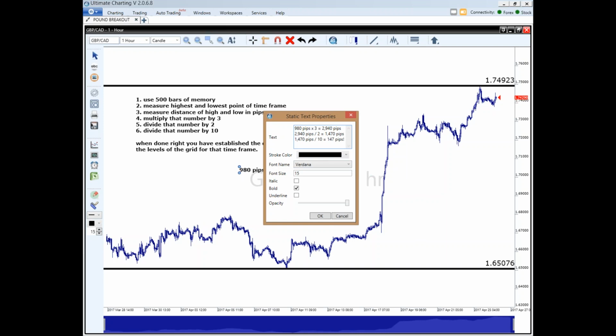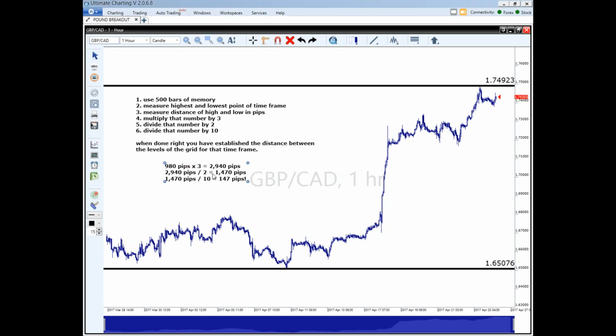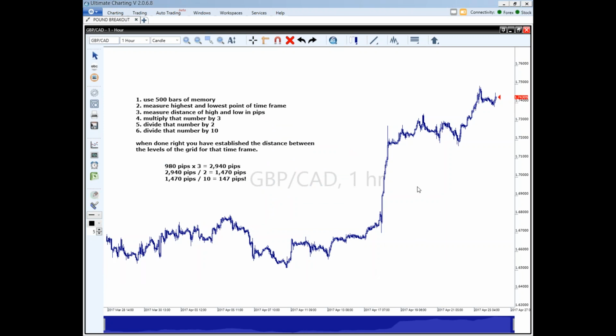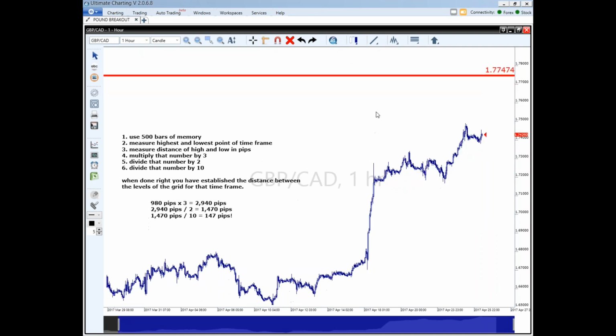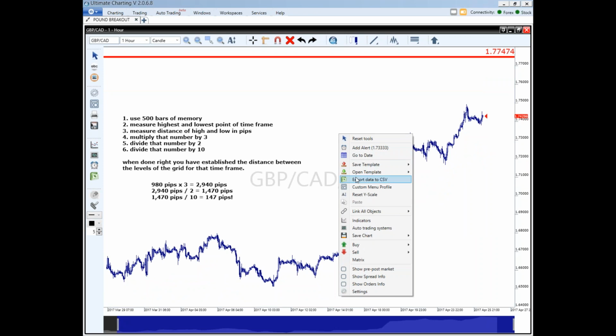Okay, so 147 pips is the distance between the levels of the grid for this time frame, pound Canadian, on the 1 hour time frame. Type in a Y or a yes if this makes sense. Okay, so since we are, like I said, believing the market to climb up to strike that 300 plus pip move, we're going to set up the matrix to be bullish.